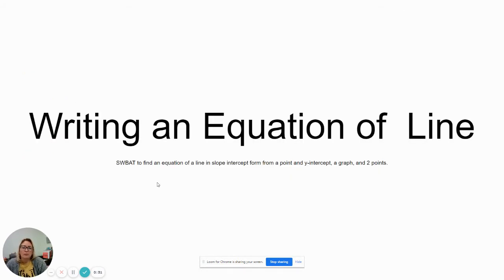Okay, so we're going to talk about writing an equation of a line. We're going to do it from a given slope and y-intercept, from a graph, and from 2 points. So we're going to start with the simplest and kind of work our way to the most difficult.